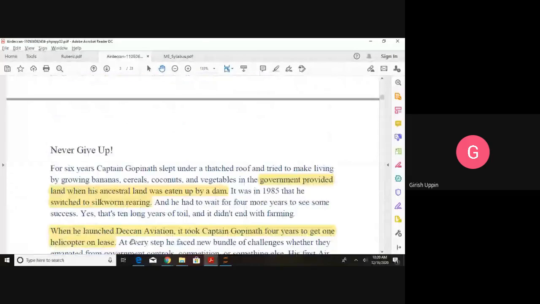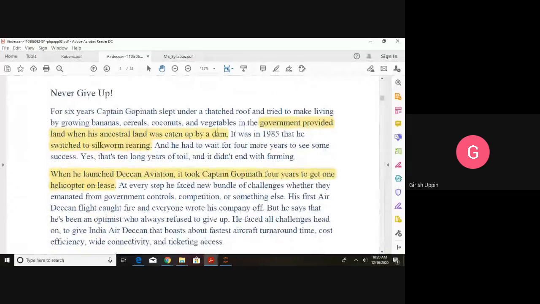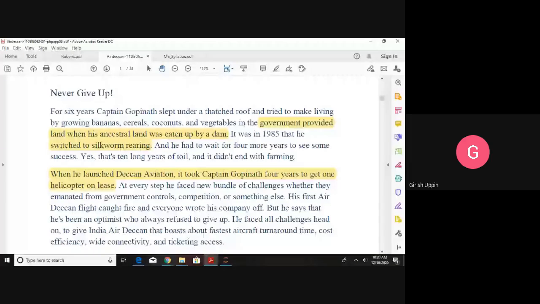So his journey was not as simple as it looks. People will see only the success, the end result, when Captain Gopinath was very successful back in 2008. But he went from sericulturist, and then he got into the company. So he was always challenged with difficulties. For 6 years in the farming sector, he struggled a lot.